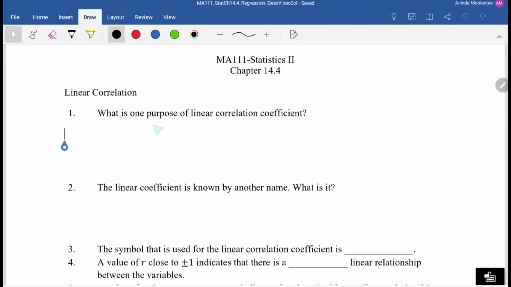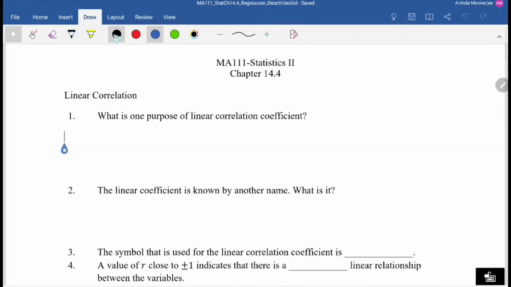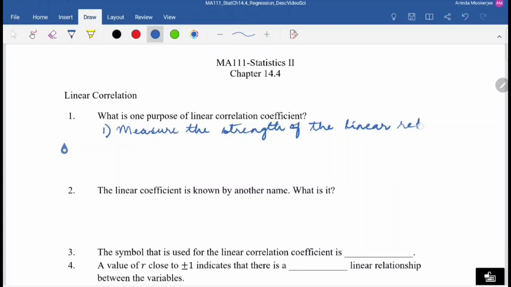For the first question, it says, what is one purpose of linear correlation coefficient? There are twofold purposes, but since they've asked for one, you can answer with one use. However, I'll just write two of them here. The first one is to measure the strength of the linear relationship between the two variables. Linear relationship between the two variables.